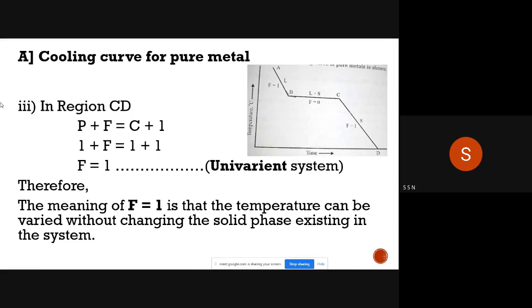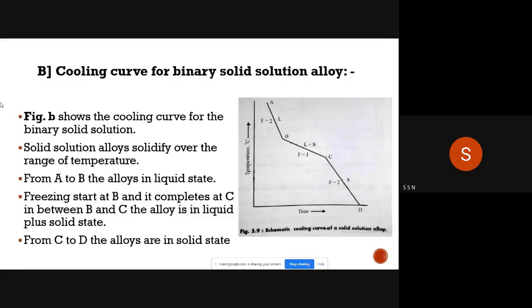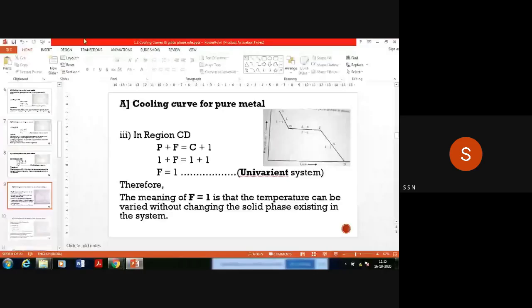This is the cooling curve for the pure metal, and you need to explain all these things if the cooling curve for the pure metal is asked. Generally, a question is asked in the exam like that: explain the cooling curve and their types. So you need to write the names of all types and any one type you can explain. Second, we will now see the cooling curve for the binary solid solution alloys.